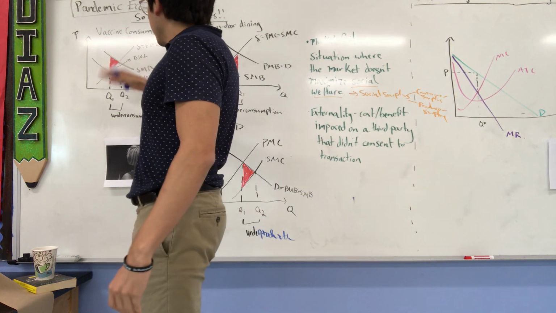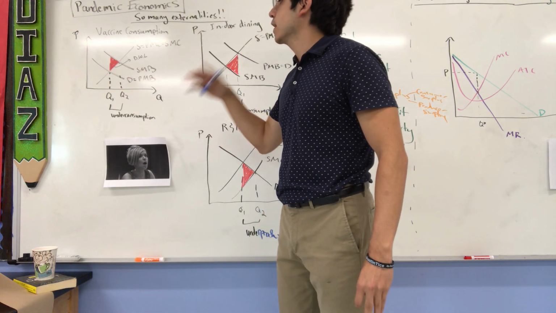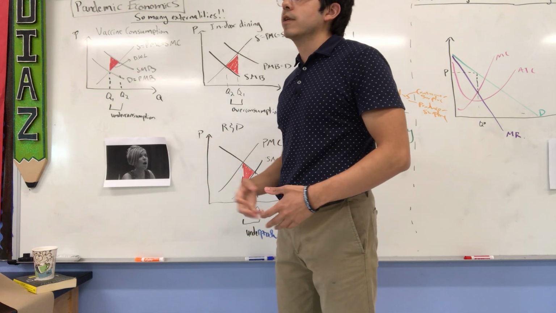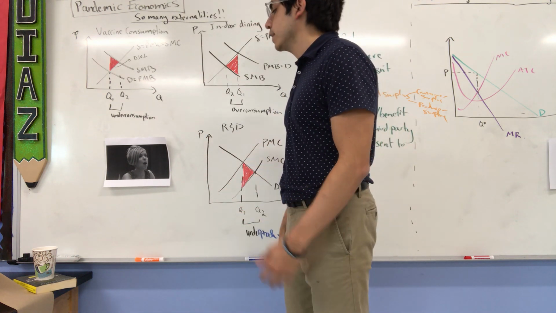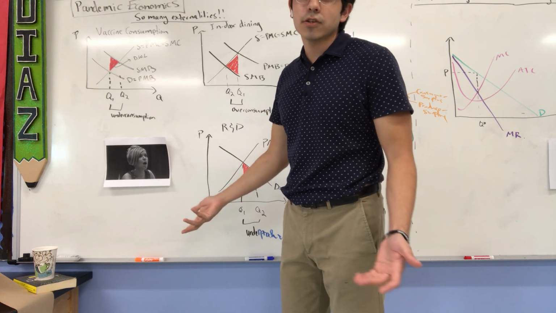And we can think about why a private marginal benefit curve may be further to the left than the social marginal benefit curve. And we all kind of intuitively know this, right? There are people that are hesitant about getting the vaccine. I don't mean to be demeaning with this photo. I'm just kind of using this as a pedagogical tool.